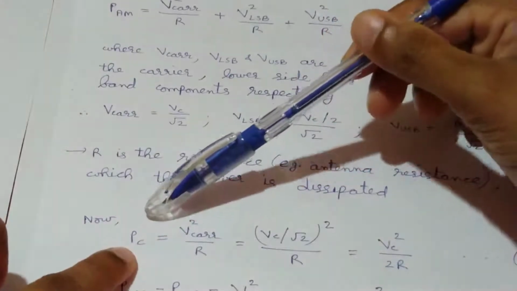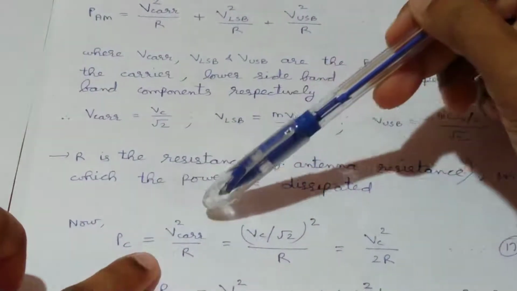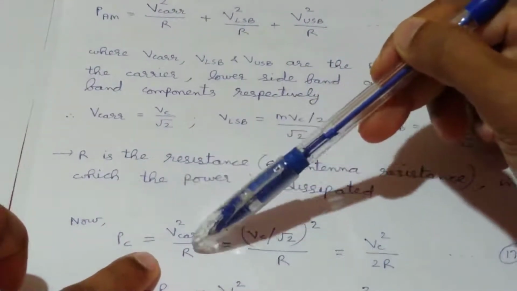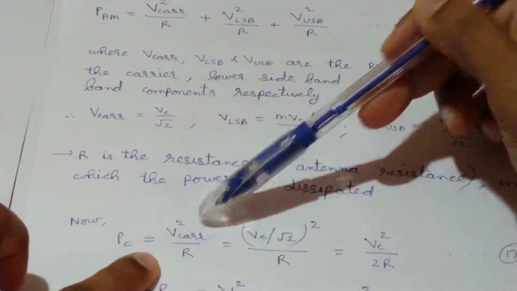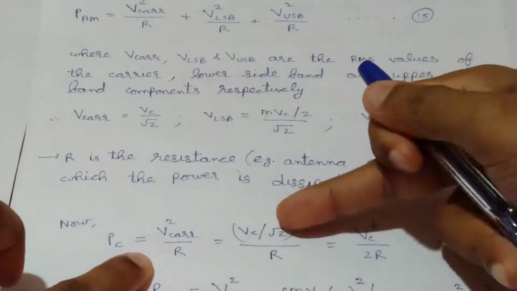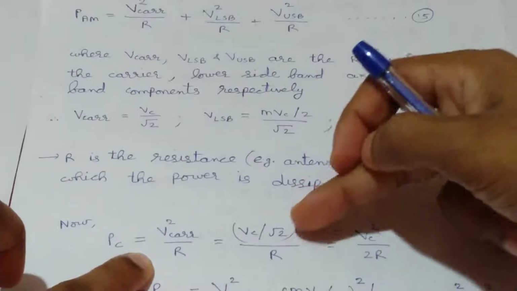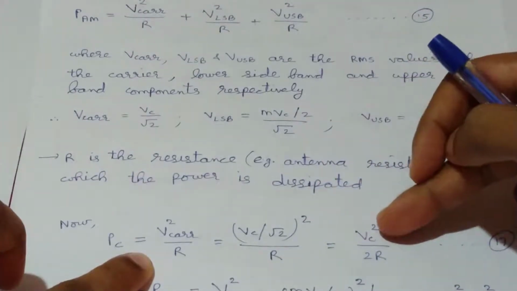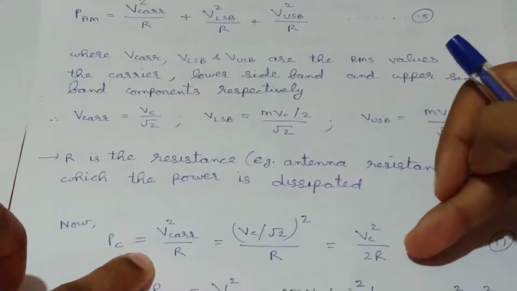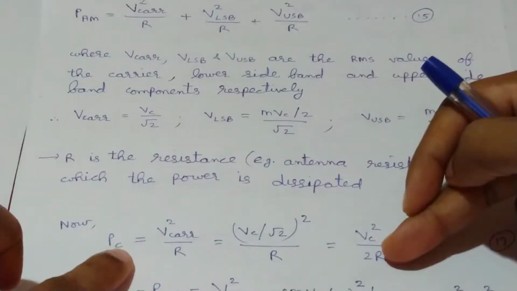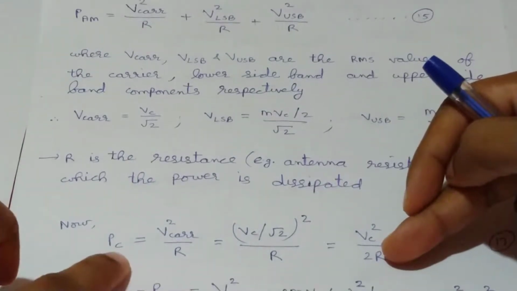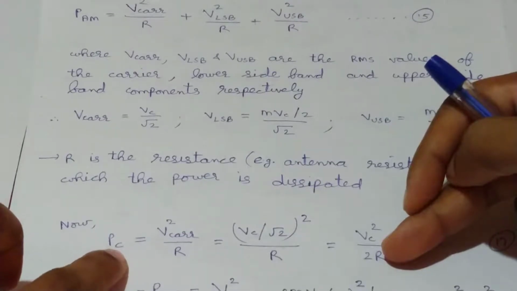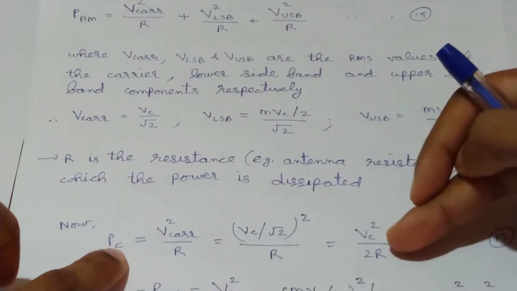using PC. Okay, that PC is equal to V carrier square divided by R, and we know V carrier is Vc by root 2. Hence Vc by root 2 all square divided by R, and that is equal to Vc square divided by 2R. So the power developed across this resistance R by the carrier component is Pc is equal to Vc square divided by 2R.